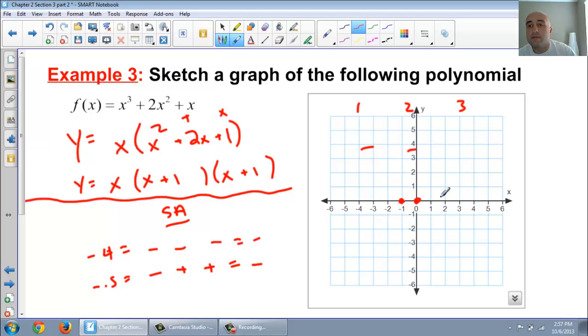Okay. Now give me a number to the right of 0. Let's try 1. 1 is a positive. 1 plus 1 and 1 plus 1 are both positives. 3 positives equals a positive.